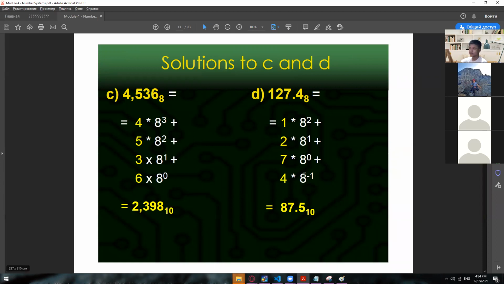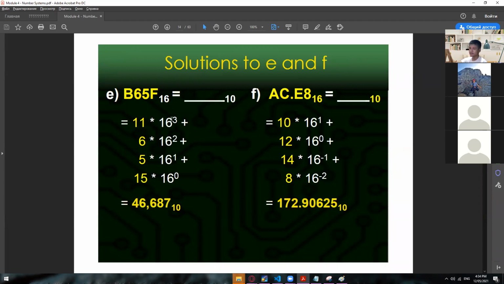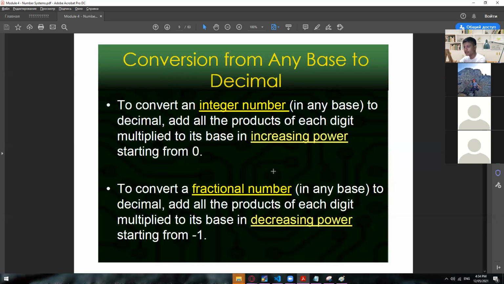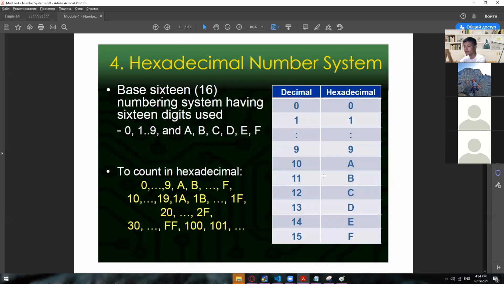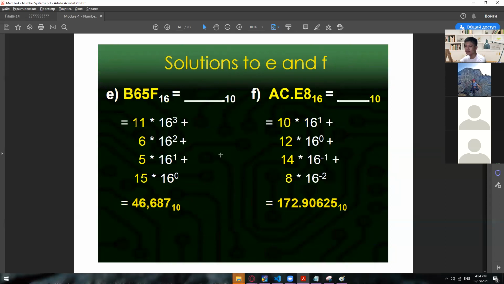Okay, good. Let's now proceed to letter E. In here we have hexadecimal, which is B65F. Going back to the table in hexadecimal, 15 or F is actually 15 in decimal, and so on and so forth. So A is 10.